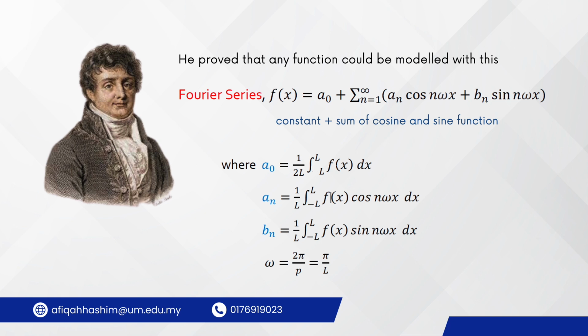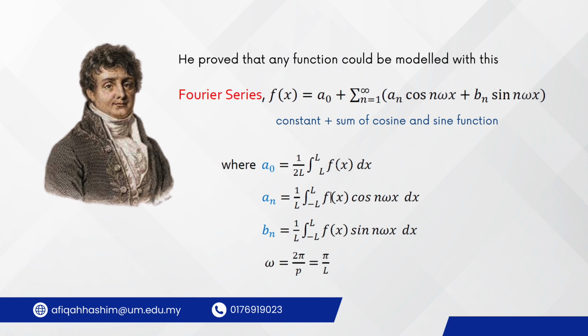The period is equal to 2L. Not L divided by 2, the period is equal to 2L. When we substitute P is equal to 2L, we can cancel 2, and we get pi. The angular frequency is equal to pi over L.